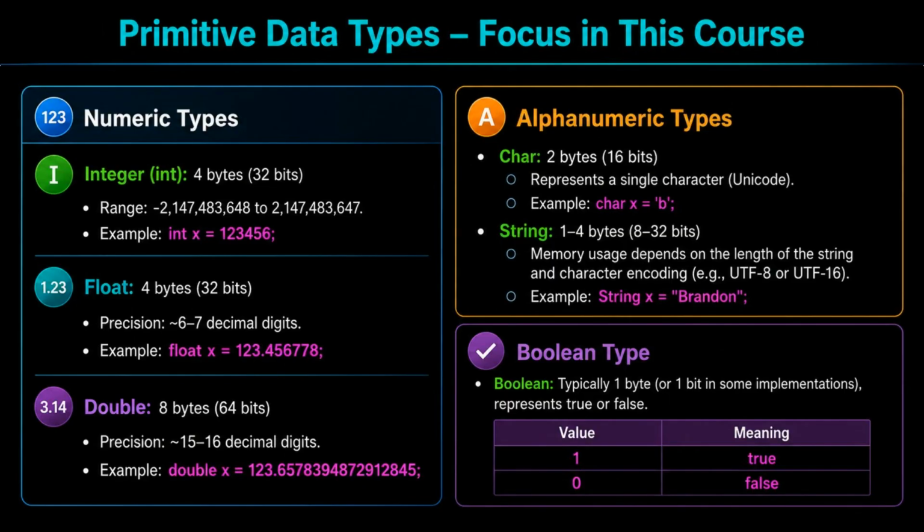Integer. Int x equals 123,456. Float. Float x equals 123.456778, for roughly 6 to 7 digits of precision. Double. Double x equals a longer decimal, for roughly 15 to 16 digits of precision. Char. Char x equals b, a single character. String. String x equals Brandon. And Boolean. A flag set to 1 or 0 behaves the same as setting it to true or false.